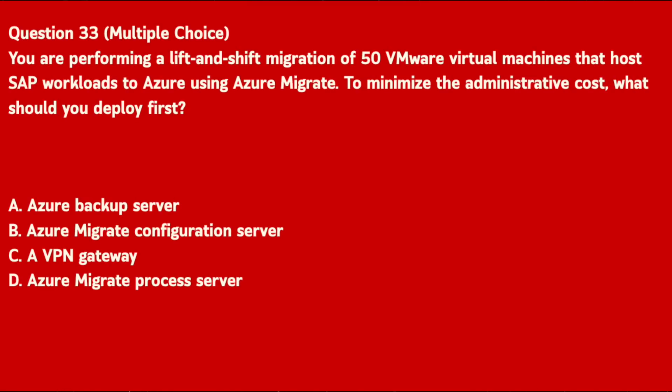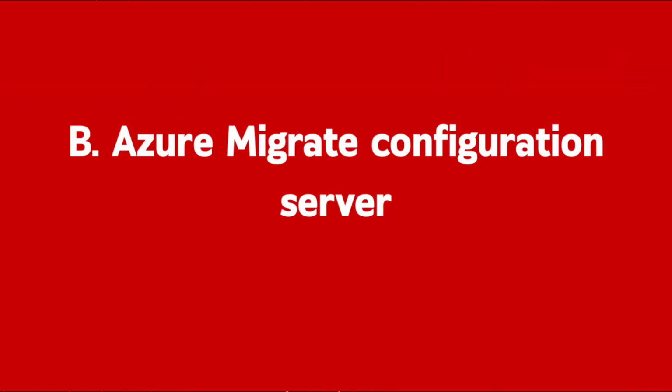You are performing a lift and shift migration of 50 VMware virtual machines that host SAP workloads to Azure using Azure Migrate. To minimize the administrative cost, what should you deploy first? Azure Backup Server, Azure Migrate configuration server, a VPN gateway, or Azure Migrate process server? The correct answer is Azure Migrate configuration server. A configuration server is the core component of Azure Migrate that you have to deploy first. It facilitates discovery and assessment of on-premises VMware VMs, acting as a bridge between the VMware environment and Azure Migrate, and is essential for starting the lift and shift process.